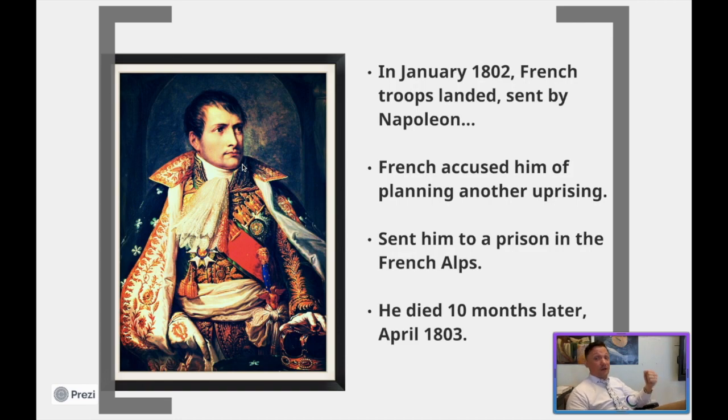All right, so the French people, what's going to end up happening is he's going to actually accuse Toussaint of setting up another uprising, right? And he sets up a meeting, and that meeting was actually a trap, right? He didn't even go himself, right? He set a trap for Toussaint Louverture and literally had him arrested and then sent him to prison in the French Alps, where Toussaint Louverture would die about 10 months later. After liberating his people, he died in April of 1803, right?